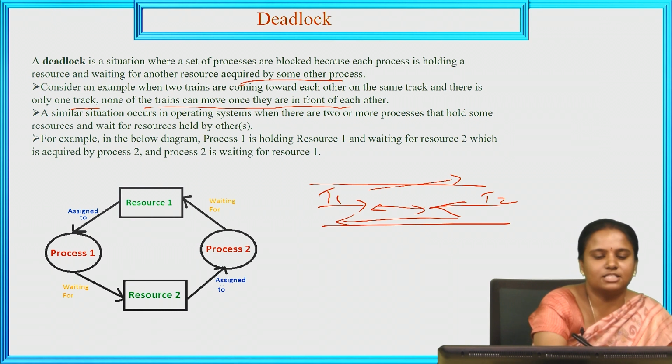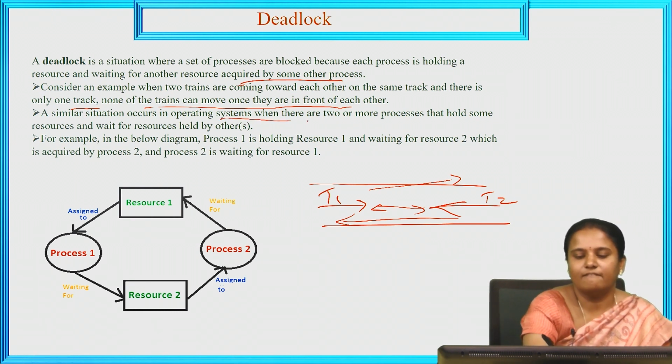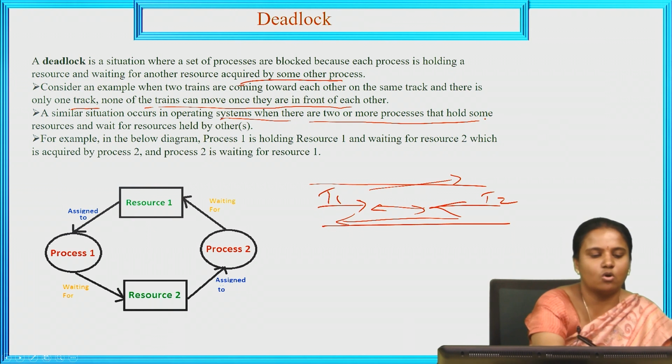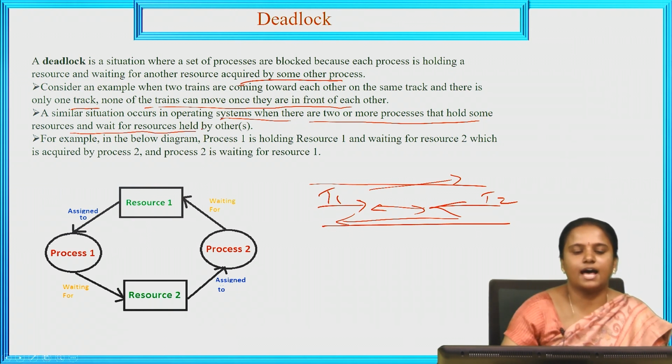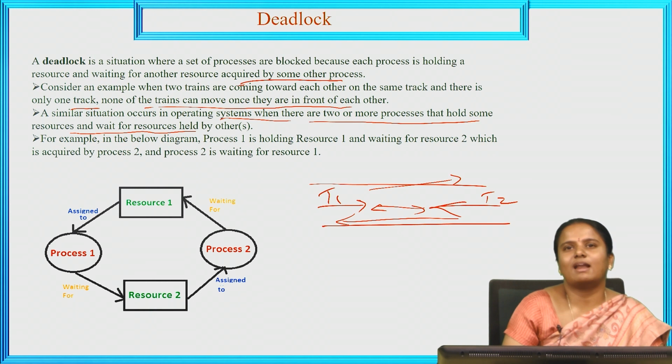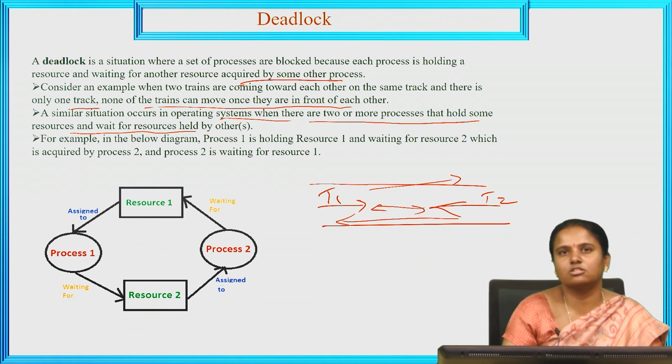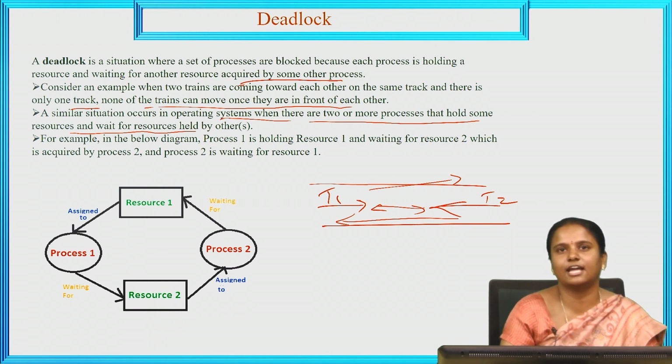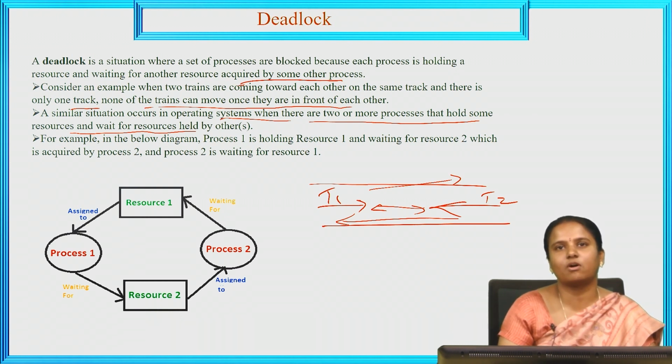Similarly, a similar situation occurs in an operating system when there are two or more processes that hold some resources and wait for resources held by others. One process is holding some resource, and the other process also wants to hold that same resource, which cannot be accessed by this process. Why? Because until it completes or releases resource 1, resource 2 cannot enter. So that is deadlock in an operating system.